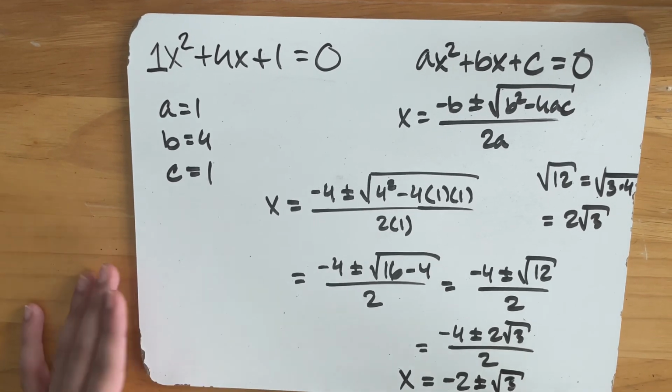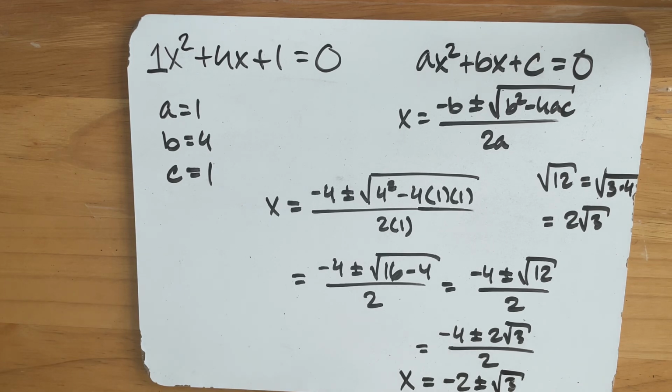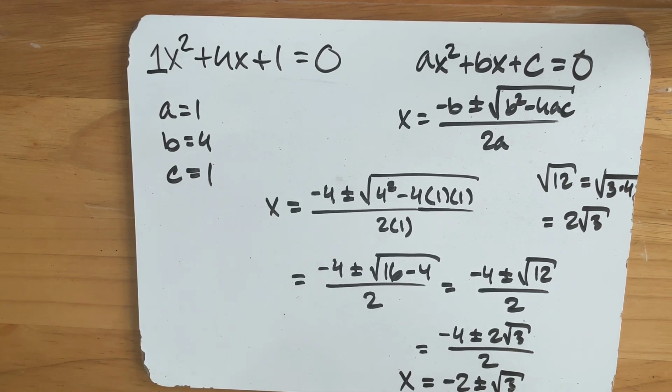which is exactly what we got when we solved the same quadratic by completing the square. No surprise. Just the form is a little different, because last time we got plus or minus root 3 minus 2, but it really doesn't matter. It's the same answer. So there you have it.